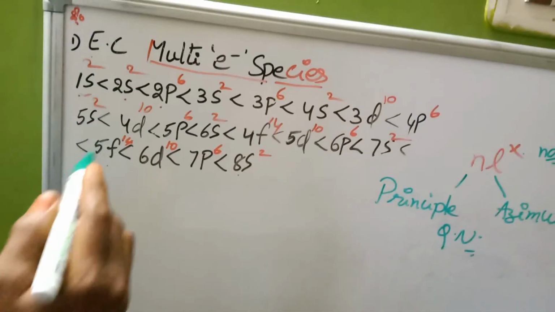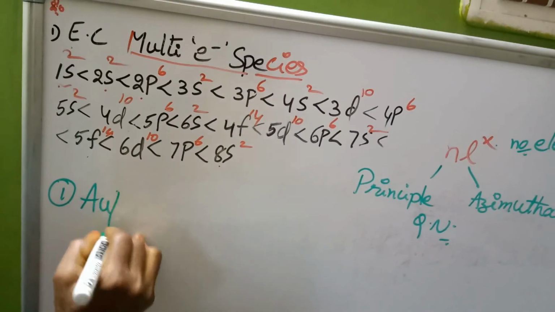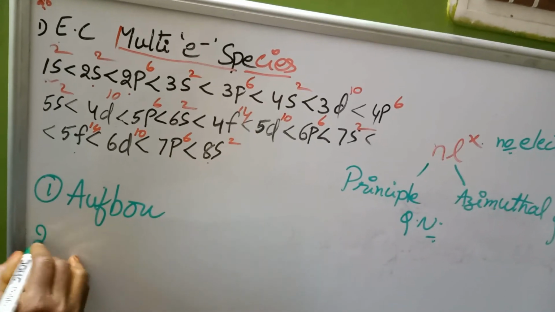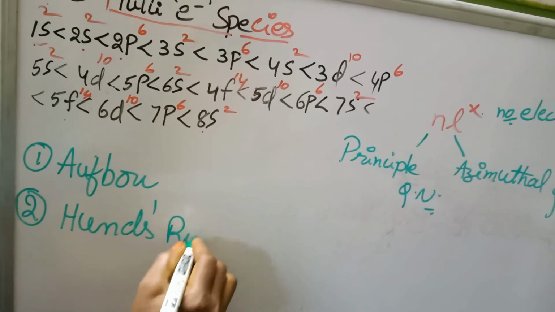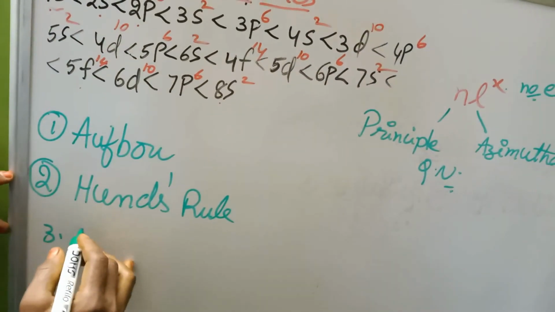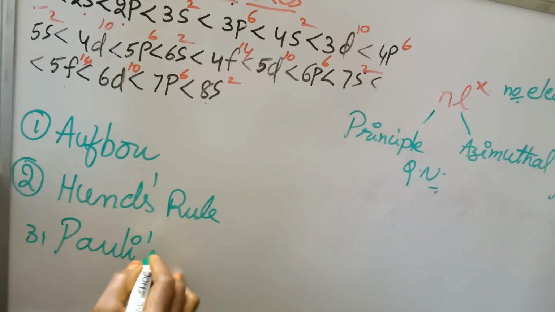Next they follow three rules. Number one is the Aufbau principle. Number two is Hund's rule. Number three is Pauli's exclusion principle.